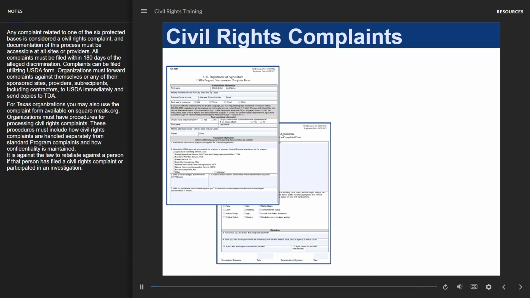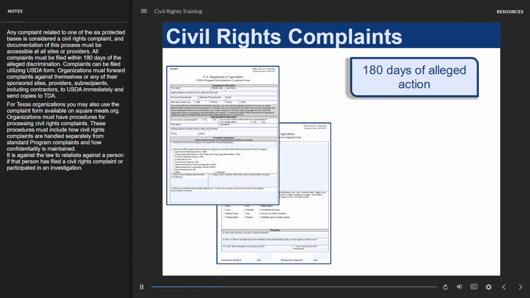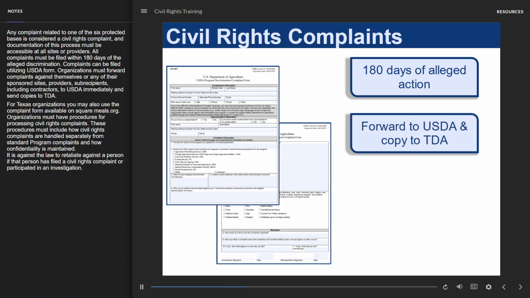Any complaint related to one of the 6 protected bases is considered a civil rights complaint, and documentation of this process must be accessible at all sites or providers. All complaints must be filed within 180 days of the alleged discrimination. Complaints can be filed utilizing the USDA complaints form. Organizations must forward complaints against themselves or any of their sponsored sites, providers, subrecipients, including contractors, to USDA immediately and send copies to TDA. For Texas organizations, you may also use the complaint form available on squaremeals.org.